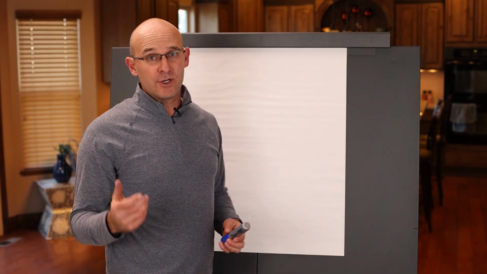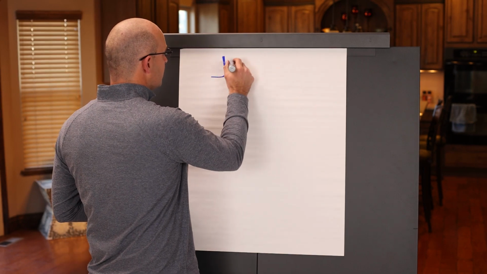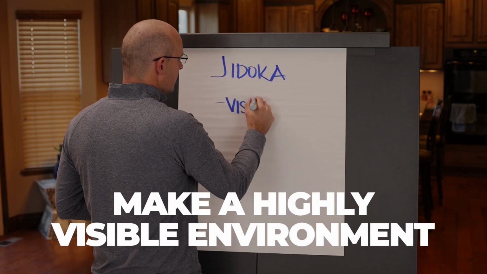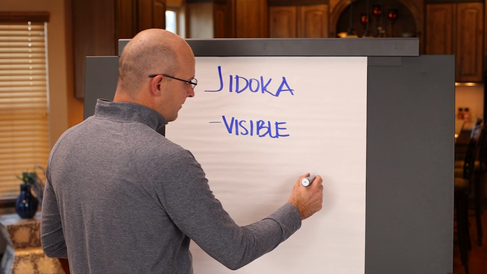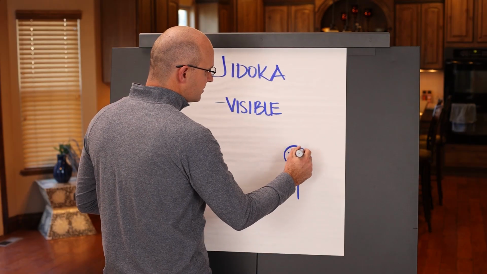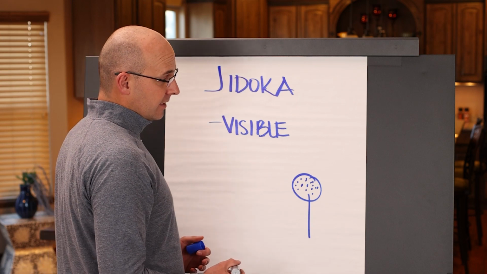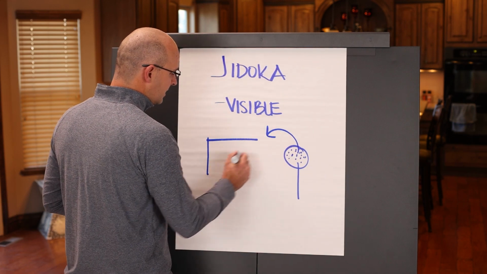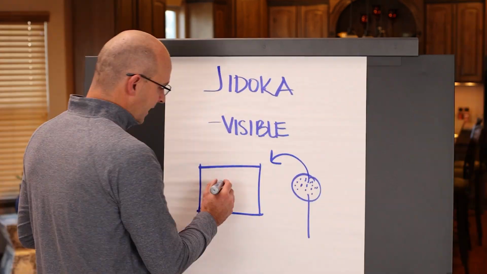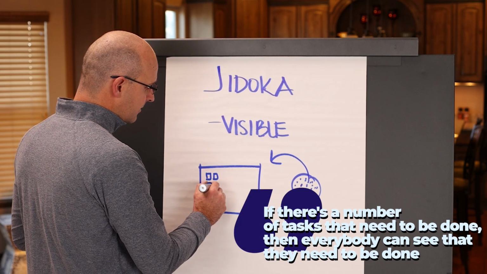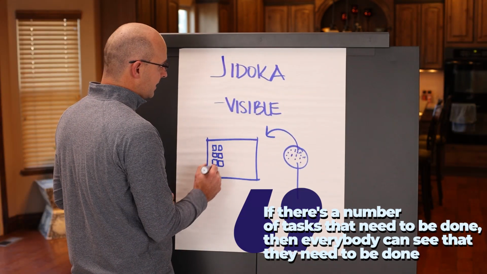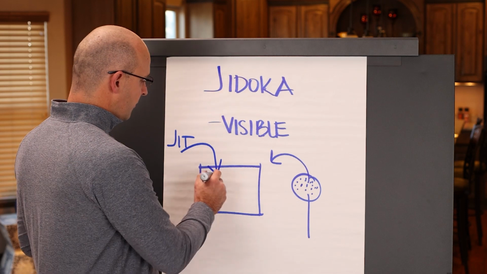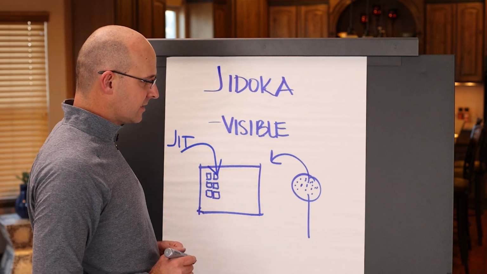The second thing that you can do in your office and in your project in order to comply with the Jidoka principle is to make a highly visible environment. And what that means is get everything out of your head. So all of the information about the project or the effort or the program that you're developing or the company or the department, we need to get out into highly visible environments. That way, if there are a number of tasks that need to be done, everybody can see that they need to be done, and then guess what? That's where that just-in-time principle comes in. They can go as a team, focus on what needs to be done when, with a focus on one-piece flow.